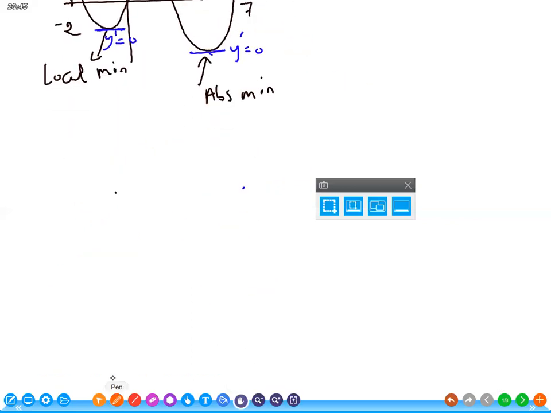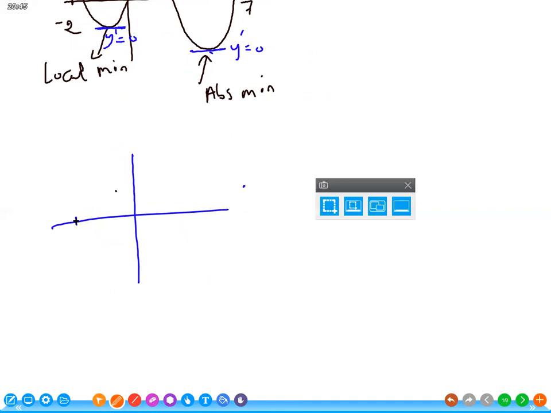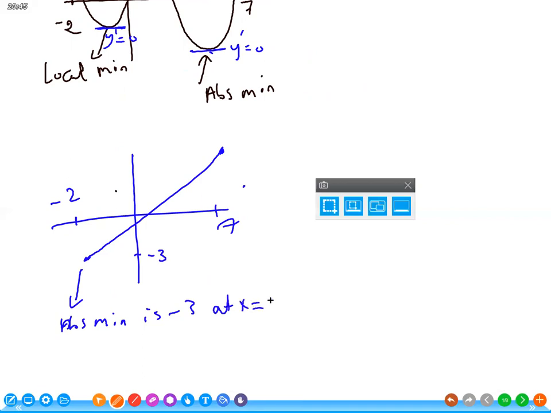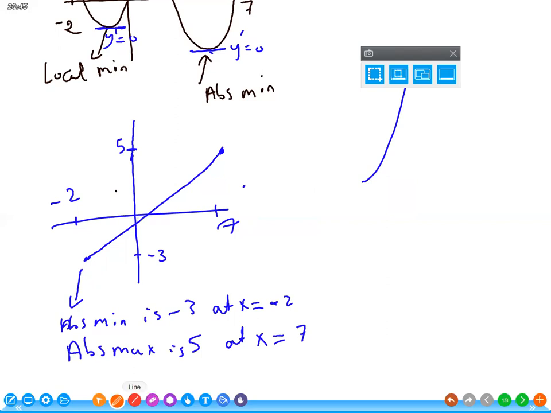Another example, maybe we have a function like this. At -2, here we have 7. Start here. So at the end point, the absolute minimum is -3 at x equal -2. The absolute maximum, assume the y value here is 5, at x equals 7. This is at the end point of the interval, where we have the absolute max and absolute minimum. Or it will be at the critical point.